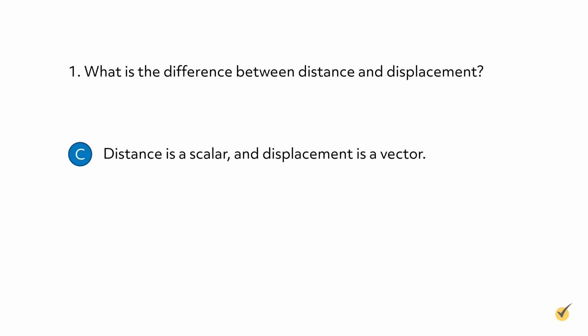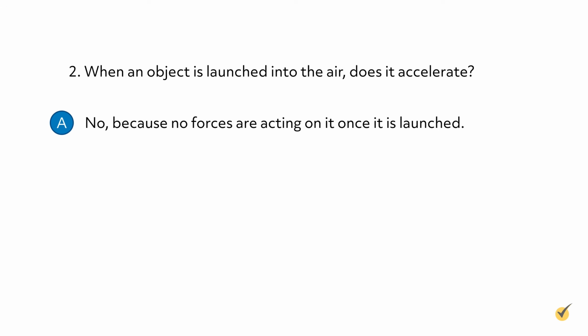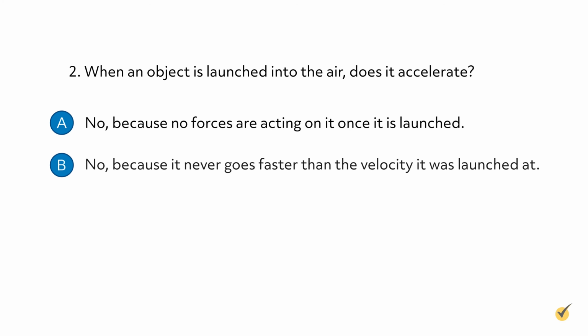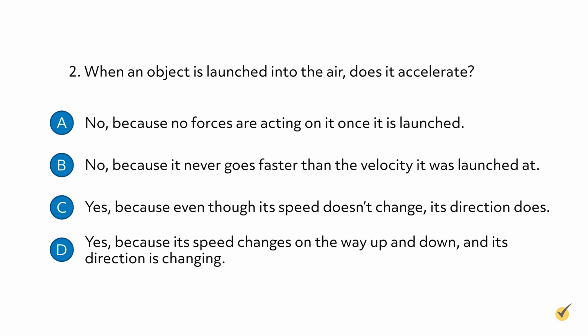If they're the same, as we saw in one of our examples, then there must have been some change in direction. Number 2, when an object is launched into the air, does it accelerate? A, no, because no forces are acting on it once it is launched. B, no, because it never goes faster than the velocity it was launched at. C, yes, because even though its speed doesn't change, its direction does. Or D, yes, because its speed changes on the way up and down, and its direction is changing.